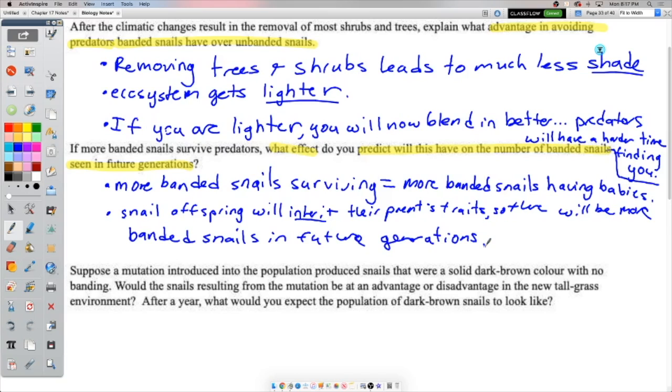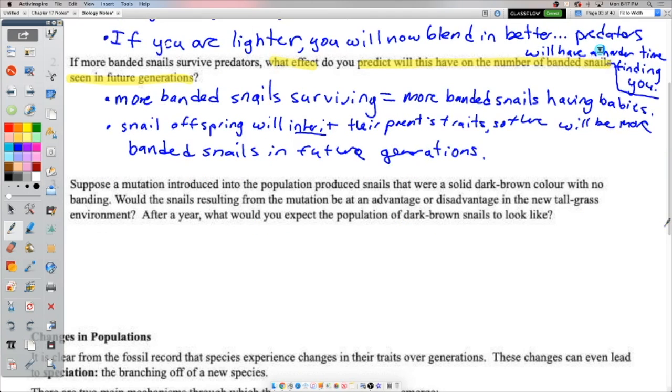Okay, suppose a mutation, we'll see that word more later as well, introduced into the population, produced snails that were a solid dark brown color with no banding, no stripes at all. Would the snails resulting from the mutation be at an advantage or disadvantage in the new tall grass environment? After a year, what would you expect the population of dark brown snails to look like? So you tell me, what do you think?